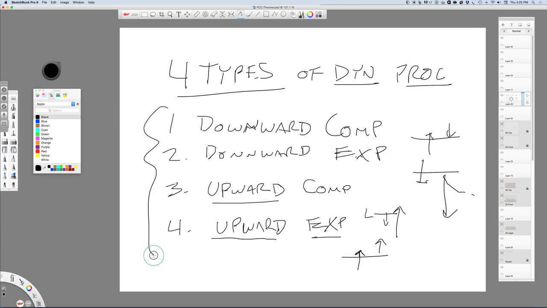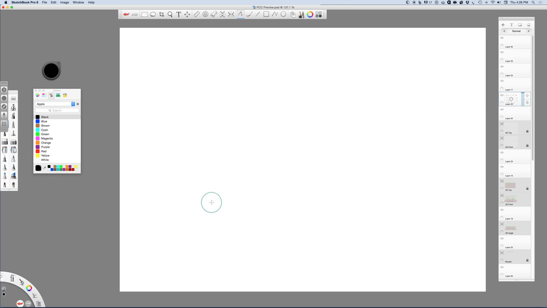These four basic types form the foundation of a lot of the dynamics processing that we're going to go over in this course and set the foundation for everything. They all basically work on the same principles, and the same basic settings.